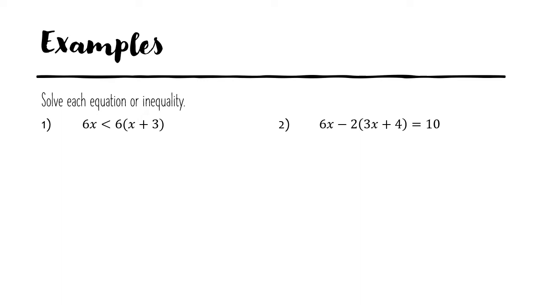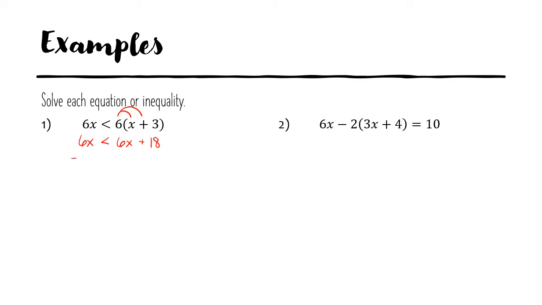So we're going to go through how we work with inequalities, and it's very similar to working with equations. We just have a different symbol separating our two sides. So in number 1, I'm going to first distribute across my parentheses. So we'll have 6x is less than 6x plus 18, 6 times 3 being 18. You might already be noticing that we're running into some sort of issue here, but let's just go ahead and get to our final step.